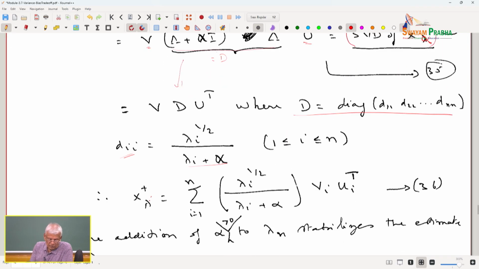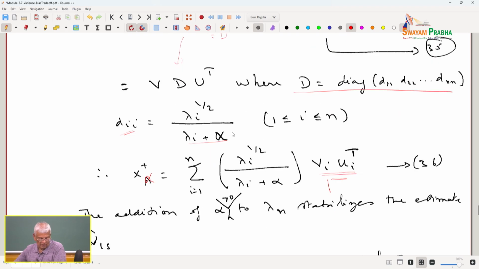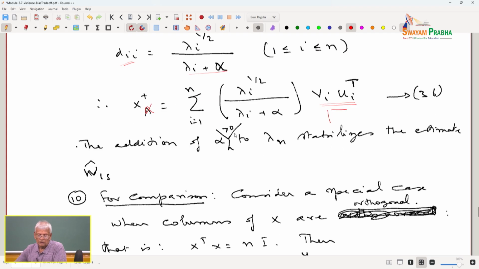Therefore, X plus alpha is given by the summation of lambda i to the power half over lambda i plus alpha times v_i u_i transpose. This is an outer product matrix, a weighted sum of outer product matrices. Now look at this. The addition of alpha to lambda 1 through lambda n. See, that's what is happening in here. Lambda n is the least eigenvalue.